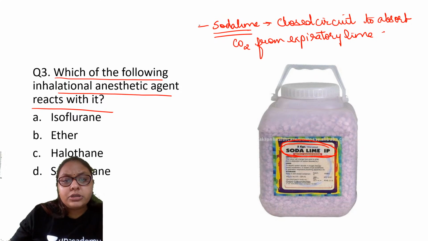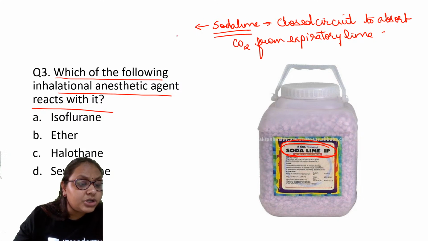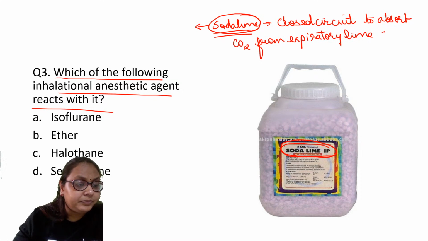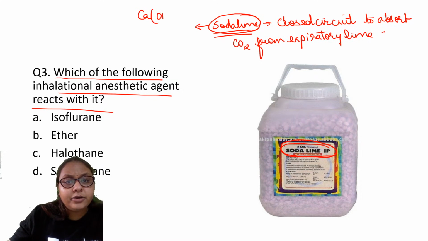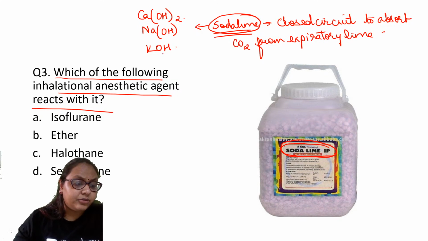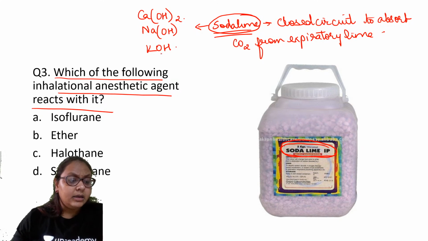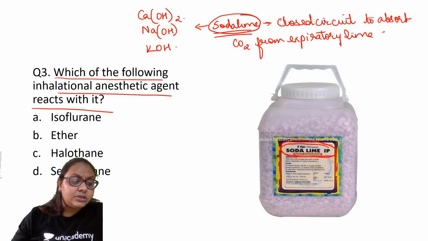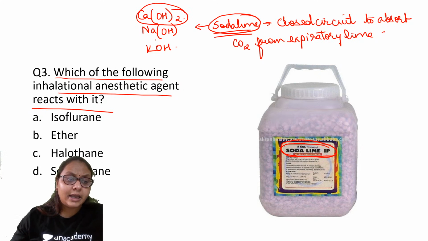What are the constituents of soda lime? Can you tell me the major constituent of soda lime? That is calcium hydroxide. Yes, Dr. Piyush, it is calcium hydroxide. That is the major constituent of soda lime, and the other constituents are sodium hydroxide and potassium hydroxide. Is it clear?